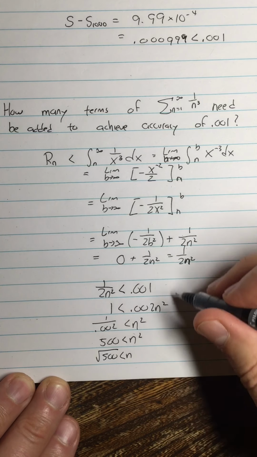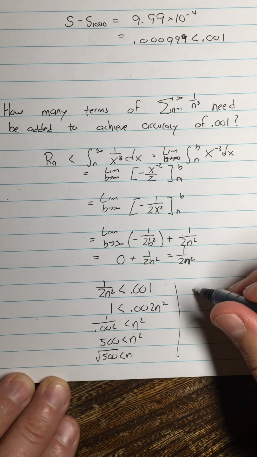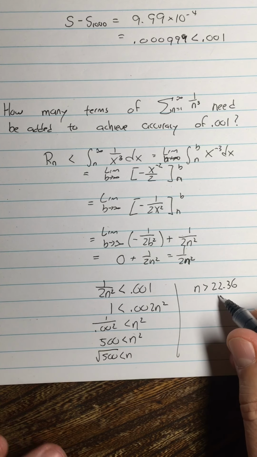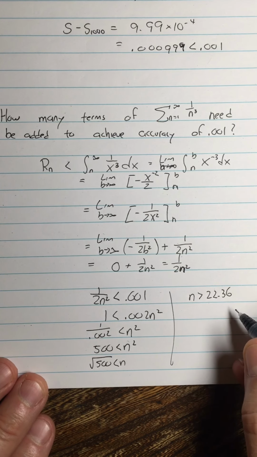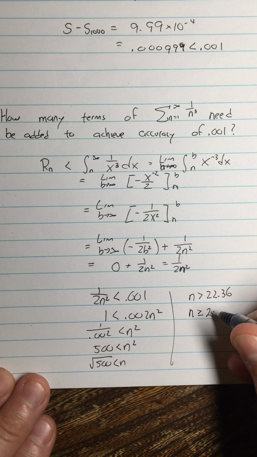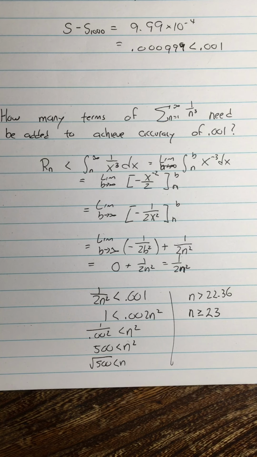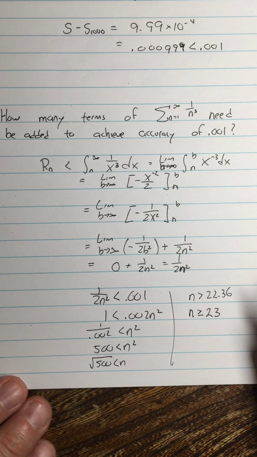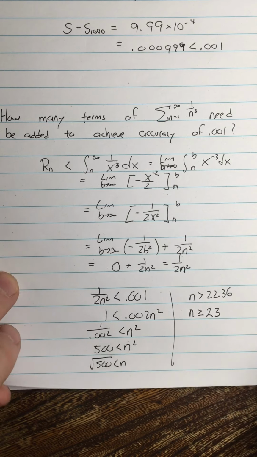And that turns out to be, I did that in my calculator ahead of time, about 22.36. But there is no a sub 22.36. I can't add up 22.36 terms. So what I do is I say use n greater than or equal to 23. And then I will have that degree of accuracy. And what that tells me is, let's see what that tells me over here.